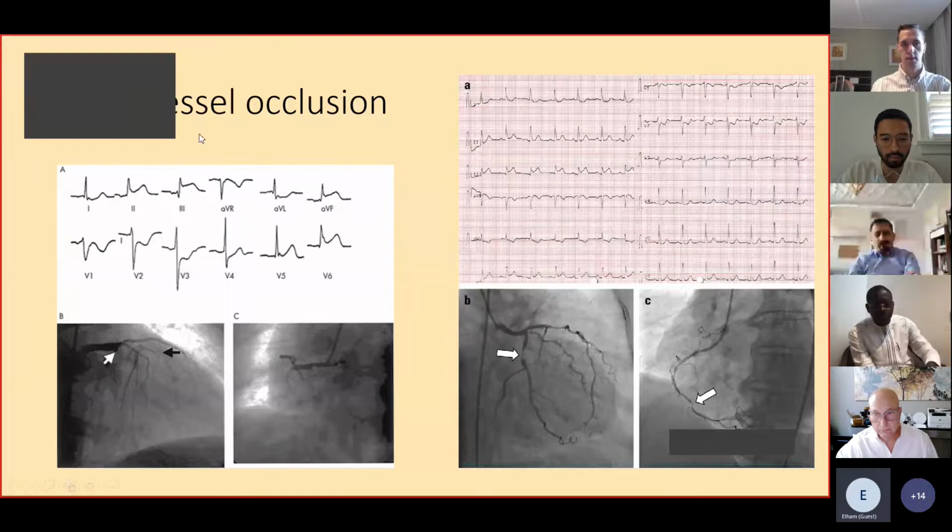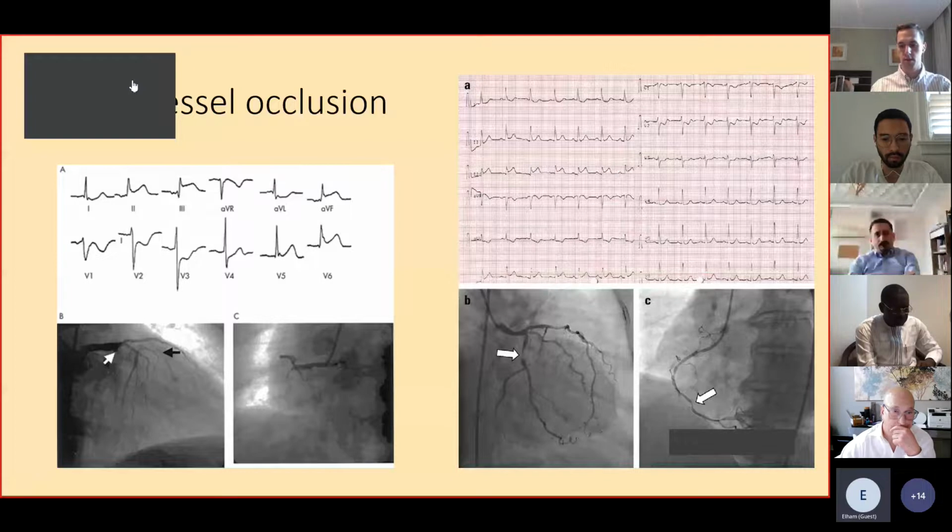So in case of multivessel occlusion, we can't definitively talk about the location of the occlusions.